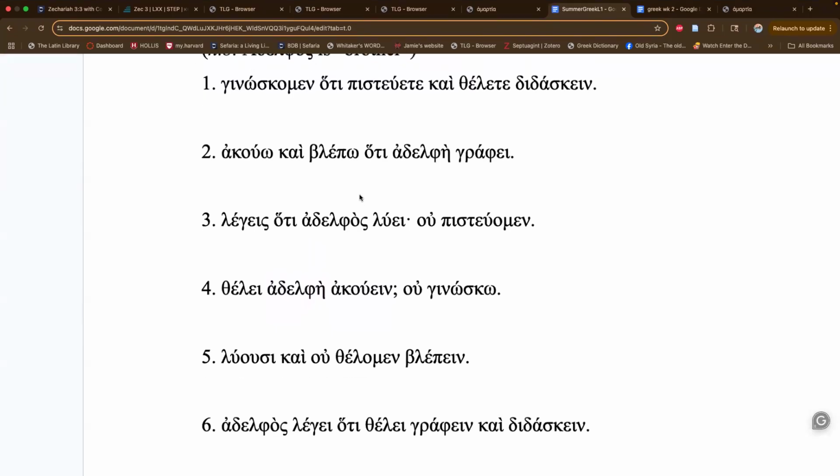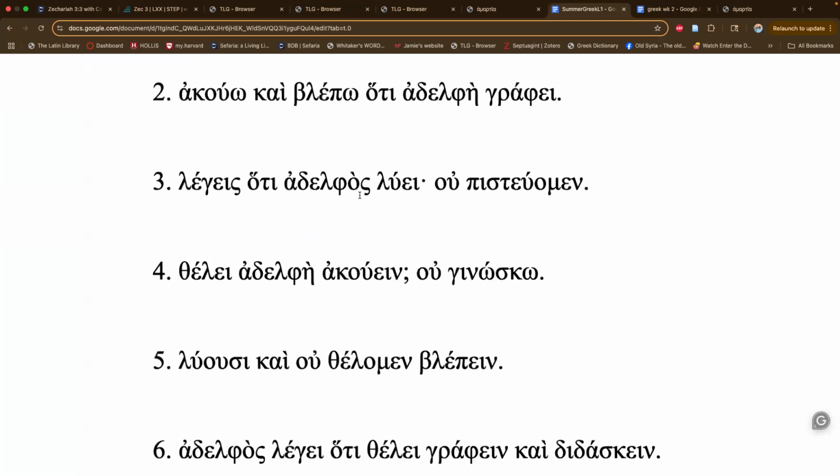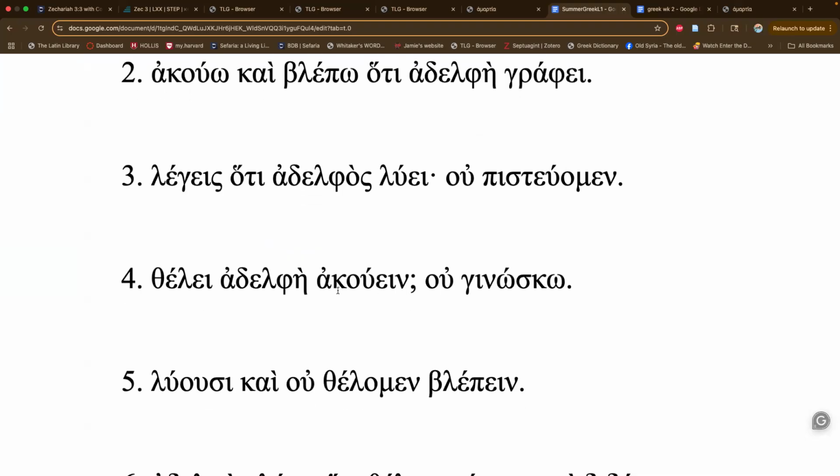Actually, in modern Greek, the u can be pronounced v in diphthongs, but this one here, the ou is just the u sound.